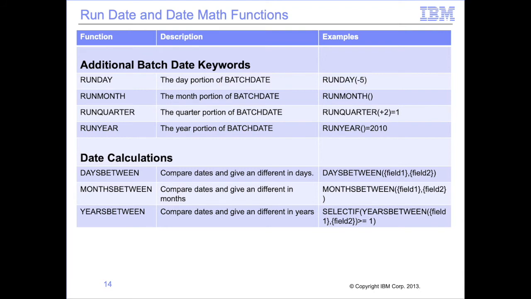provide access to a portion of the run date: day, month, quarter, and year. Additionally, each of these keywords allows a numeric parameter which will add or subtract from the current batch date values for use in logic text. Other keywords allow for calculations and comparisons to the date. Days, months, and years between functions perform appropriate date math to return number of days, months, or years. The returned values can be used to evaluate logic text conditions or placed in columns.